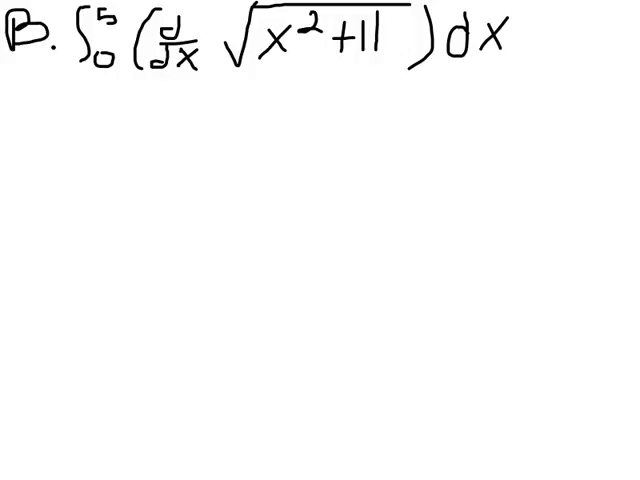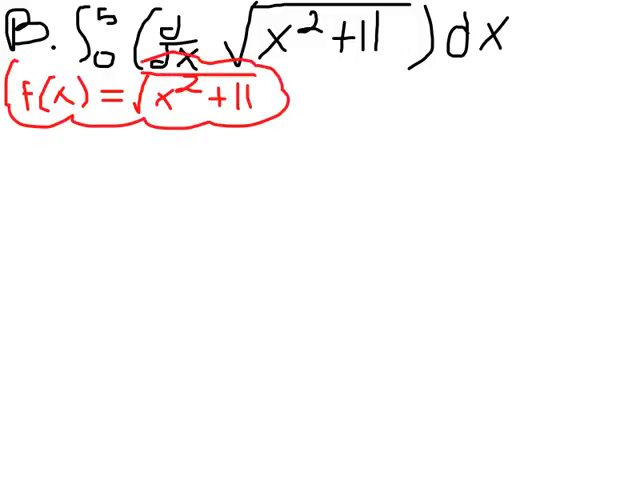Part B is asking us to find a definite integral, so an integral with boundaries, as we see here. Part B is asking for the integral from 0 to 5 of the derivative of the square root of x squared plus 11. To make this more clear while we're writing, we're going to say that f of x is equal to the square root of x squared plus 11. Then put that in the cloud because this is not part of our original equation.